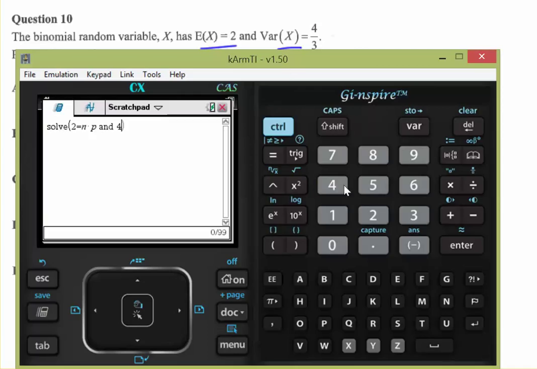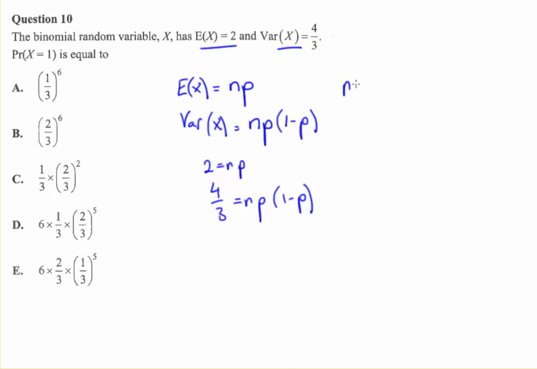Then we can take our 4/3 equals n times p times 1 minus p, and we want to solve for n and p, so we need to put those arguments in because we want to solve for n and p. There we are, we get n equals 6 and p equals 1/3. So we know that n equals 6 and p equals 1/3. That's not our final answer.